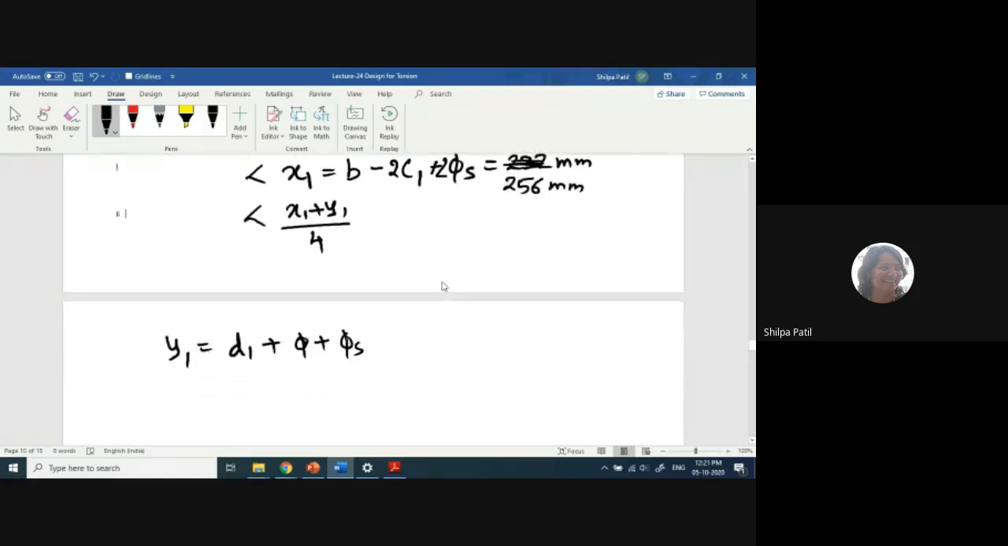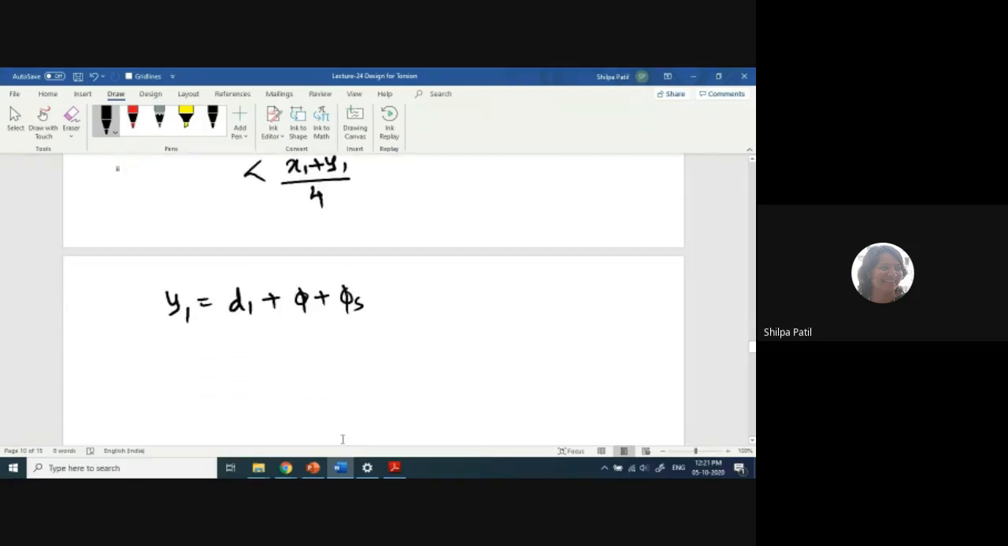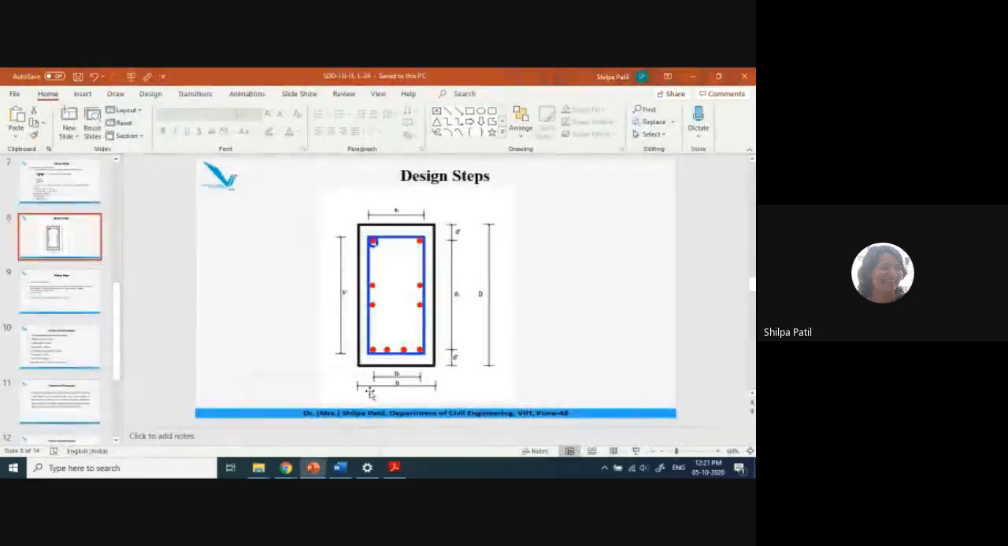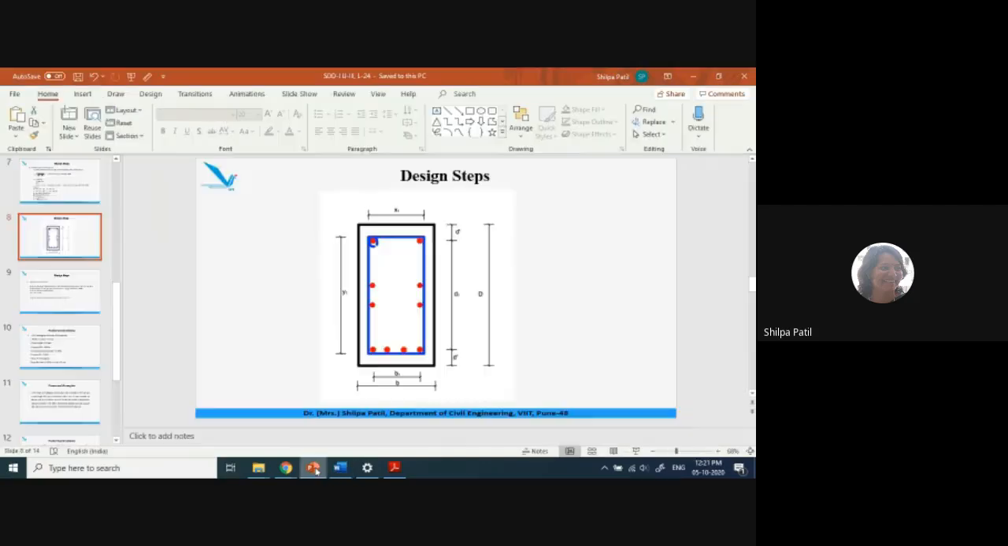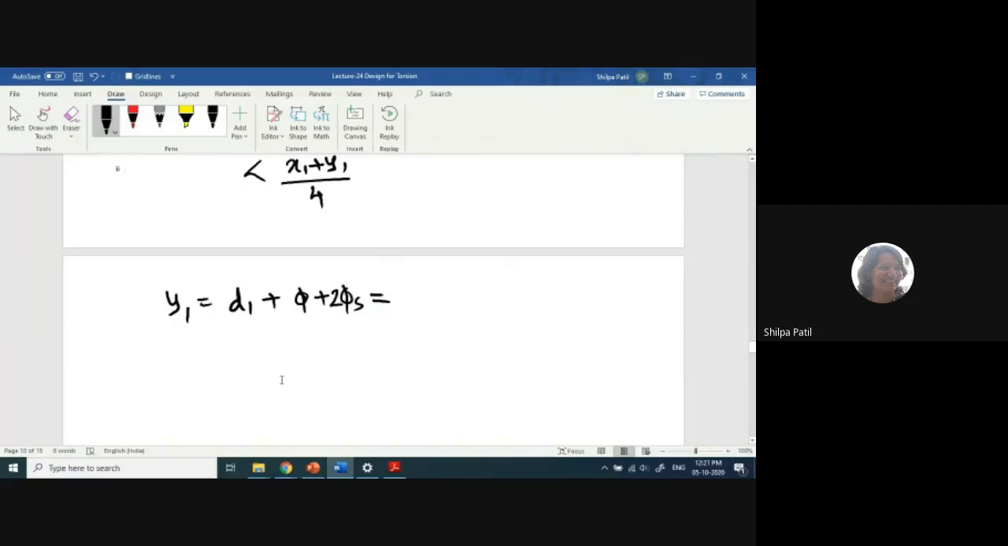Now what will be the expression for y1? Is this correct? D1 we have calculated center to center, right? So plus half the diameter of the main bar plus 2 times, again here it will be 2 times phi s. Correct. 2 times phi s. Check again. Is it correct now? So tell me the value now.